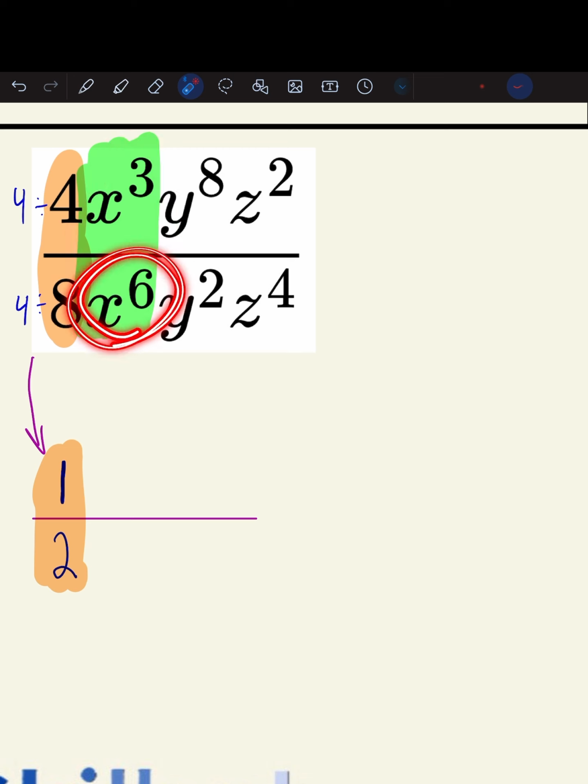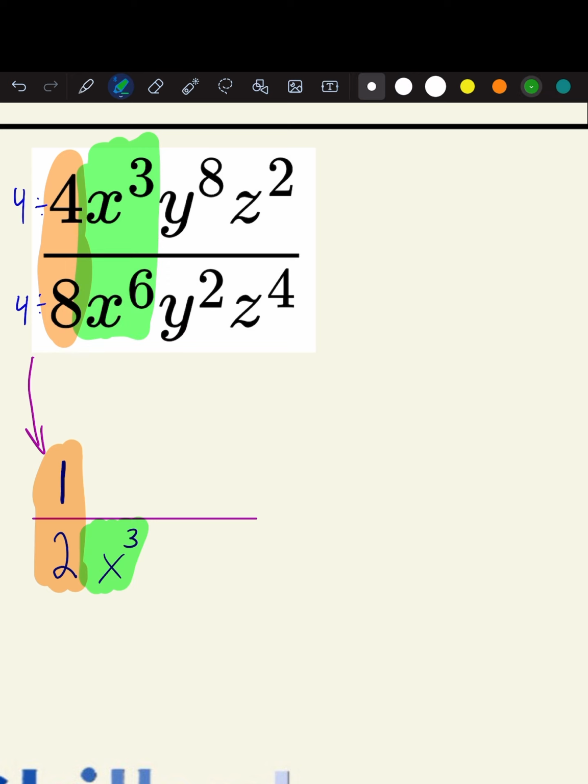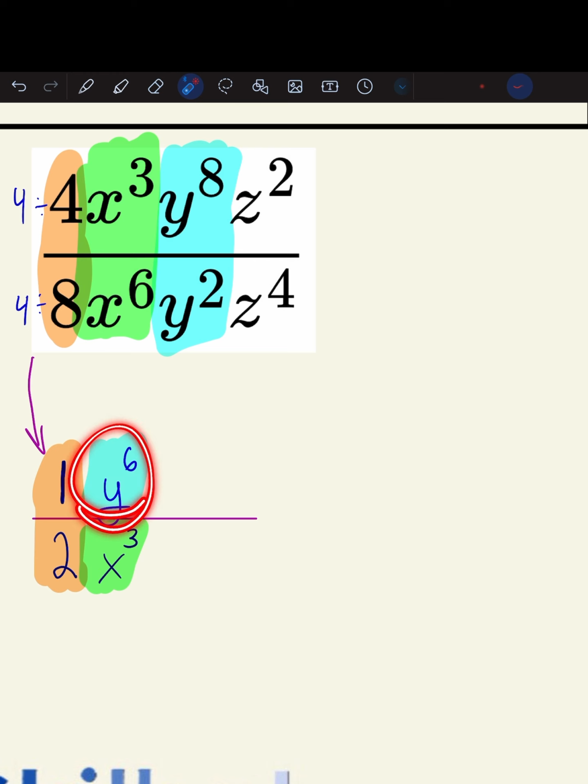Next come the x's. There are more x's on bottom, so our x's will stay on bottom. And when using this method of where there are more, subtract the bigger number first. 6 minus 3 gives us x to the 3. And for our y's, there are more y's on top, so our y's will stay on top. 8 minus 2 gives us y to the 6.